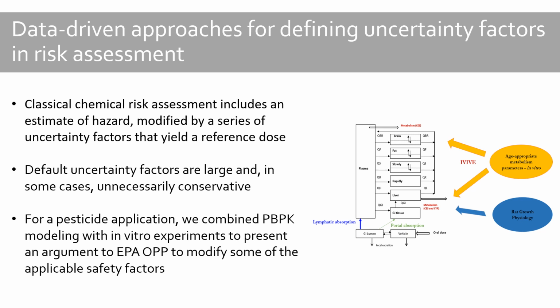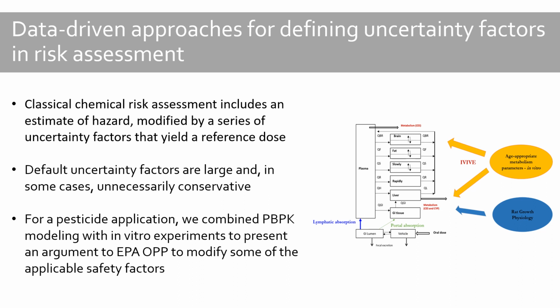So for the purpose of developing a safe dose level for the human population, including sensitive subgroups like children, regulators apply the safety factors to account for limitations in the data used and variability and uncertainty in the differences between animals and humans.